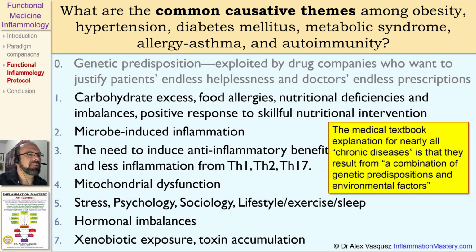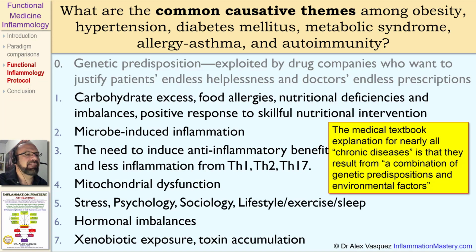We all know that the medical textbook explanation for nearly all chronic diseases is that they result from a combination of genetic predispositions and environmental factors. My way of looking at this is to say that we really can't do a lot about genetic predispositions, although in certain selected cases we can influence gene expression enough to get a favorable clinical outcome. So what I want us to focus on here are the environmental factors.